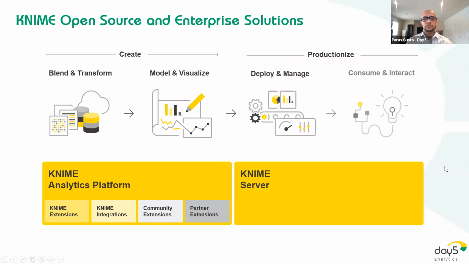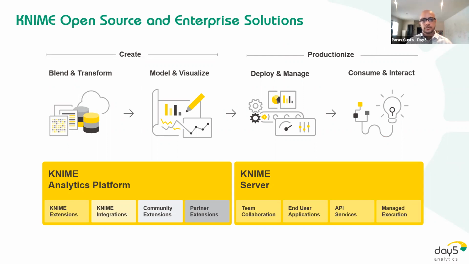Following on from the KNIME Analytics Platform is the KNIME Server. This is the commercial enterprise version of KNIME that allows you to move things to production. In this case, it allows you to deploy from within the same platform and consume and interact through web portals, REST APIs, and various other interaction points.